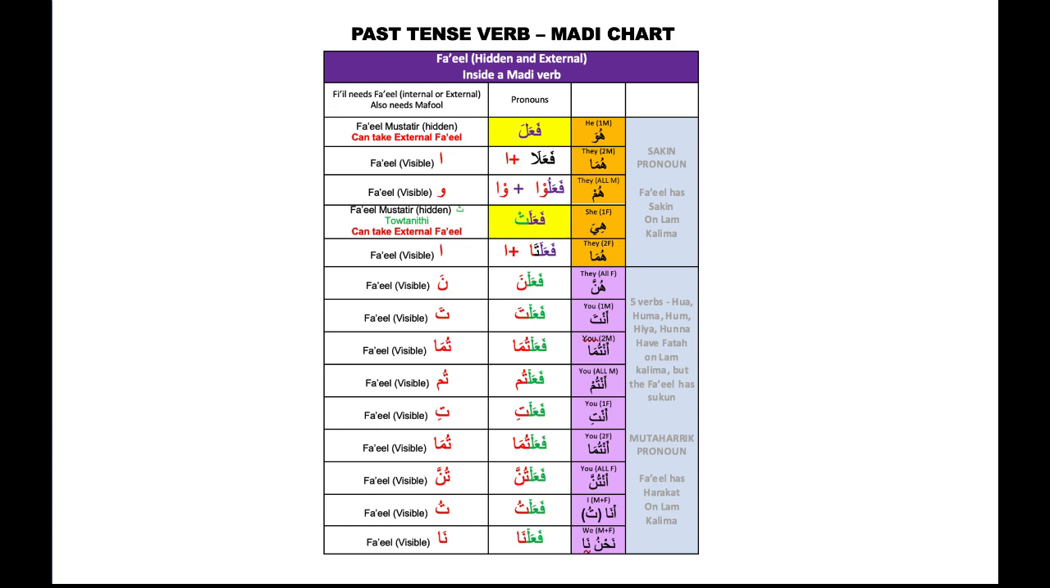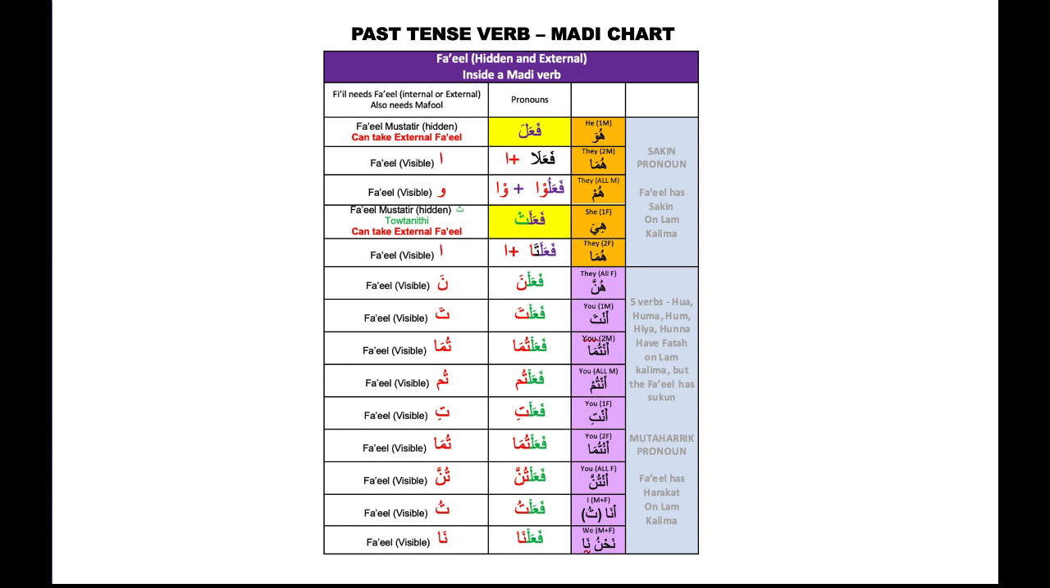Next 3. Anti, antuma, antunna. Follows the same pattern. Anti, fa'alti. Anta, fa'alta. So anti, the corresponding verb is fa'alti. Fa'alti is indicating you, singular female. And I said earlier, in order to remember this, think about auntie, your mom's sister or your uncle's wife. Anti, you singular female. So this ta is acting as a suffix there and telling us that this is the visible fa'il here.